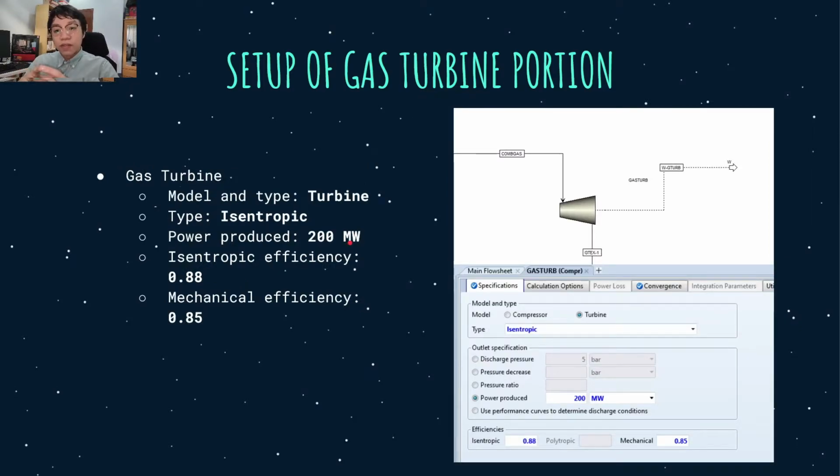Our gas turbine would be a model and type turbine, and it will be an isentropic type with an expected power produced of 200 megawatts, with an isentropic efficiency of 0.88 and a mechanical efficiency of 0.85.